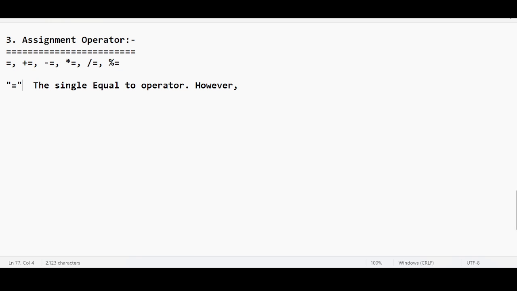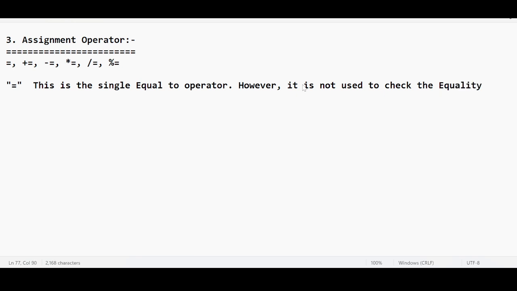So we don't use this for comparison. This is not related to the mathematical equal to operator. Here we assign values by using this operator. A single equal to operator is not used to check the equality. It is used in Java to do the assignation.